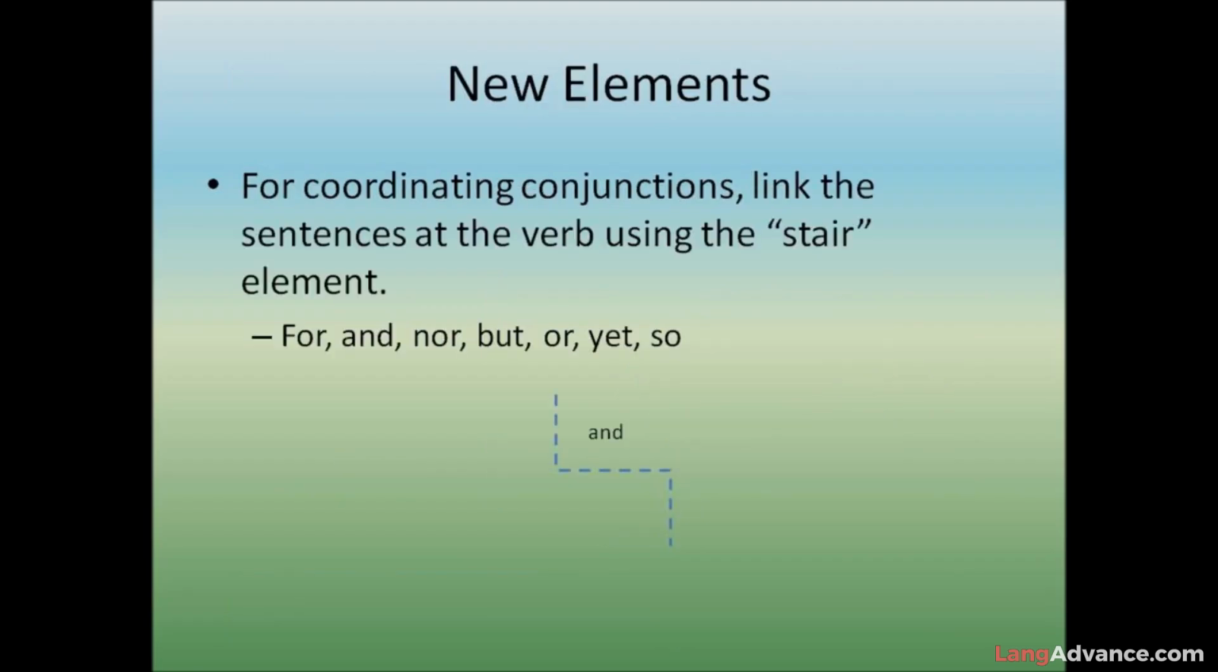For coordinating conjunctions, we will link the sentences at the verb using the stair element when we have two independent clauses. That's for, and, nor, but, or, yet, and so.